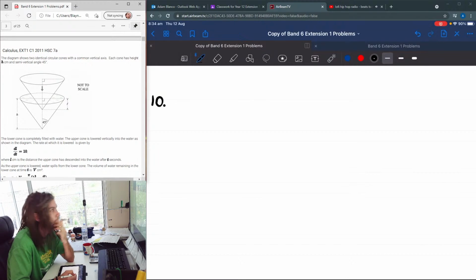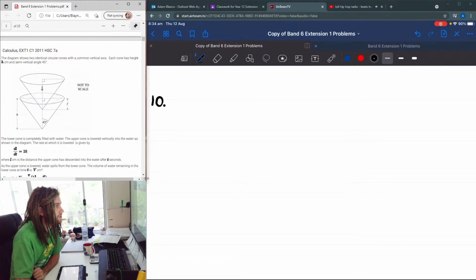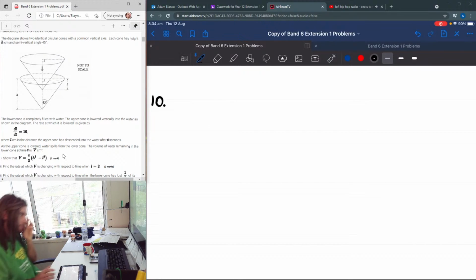Semi-vertical, I've never heard that before. The lower cone is completely filled with water. The upper cone is lowered vertically in the water, and the rate at which it's lowered is given by that. So it's lowered at that constant rate, where L is the distance the upper cone has descended into the water, right? Man, people got creative with this question. As the upper cone is lowered, water spills out from the lower cone. Okay, show that V equals that.